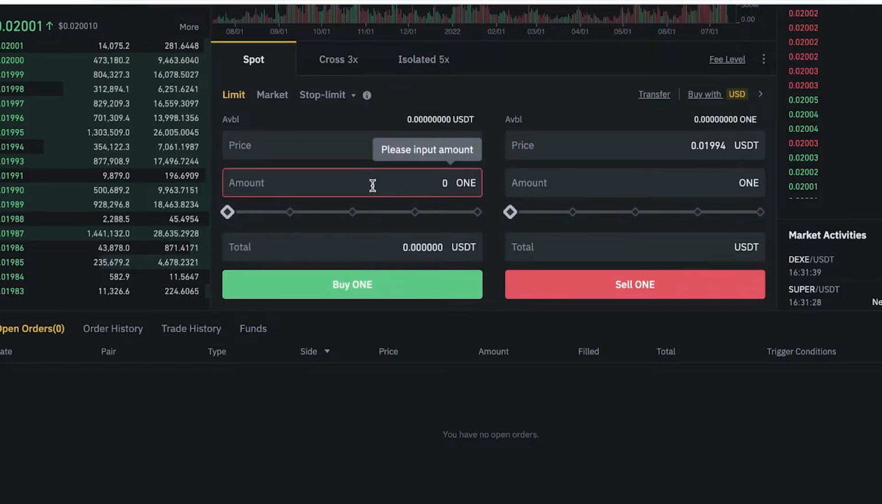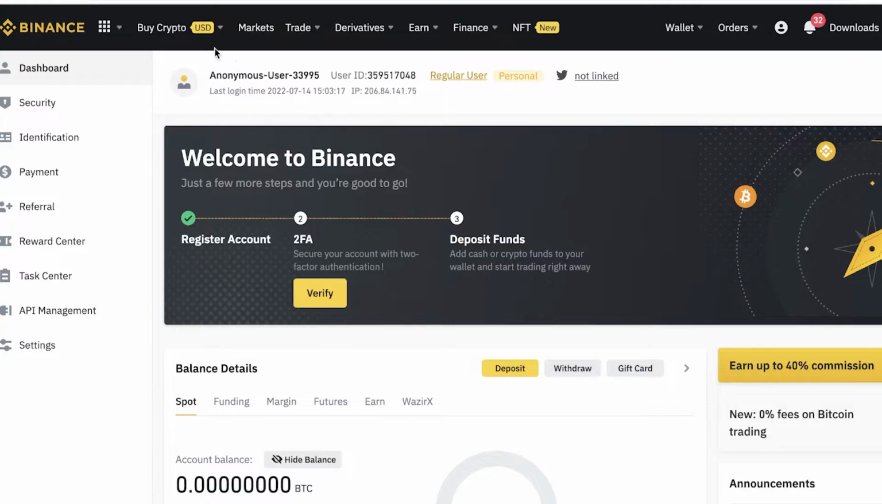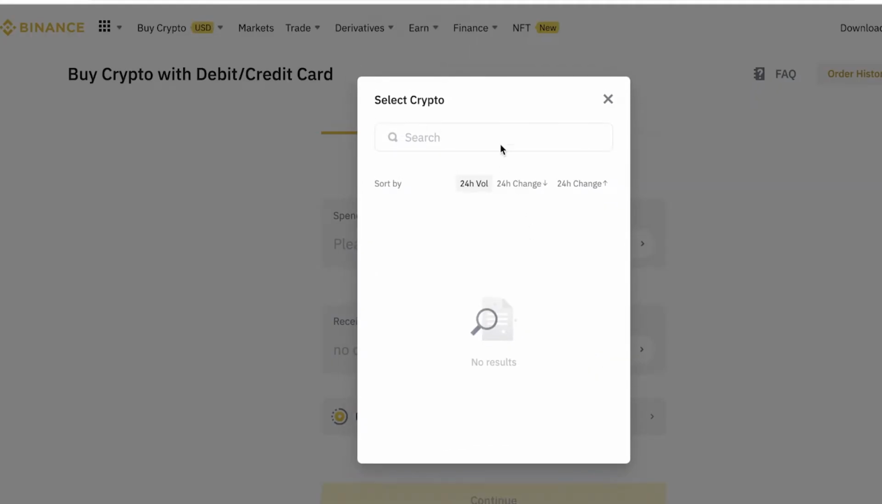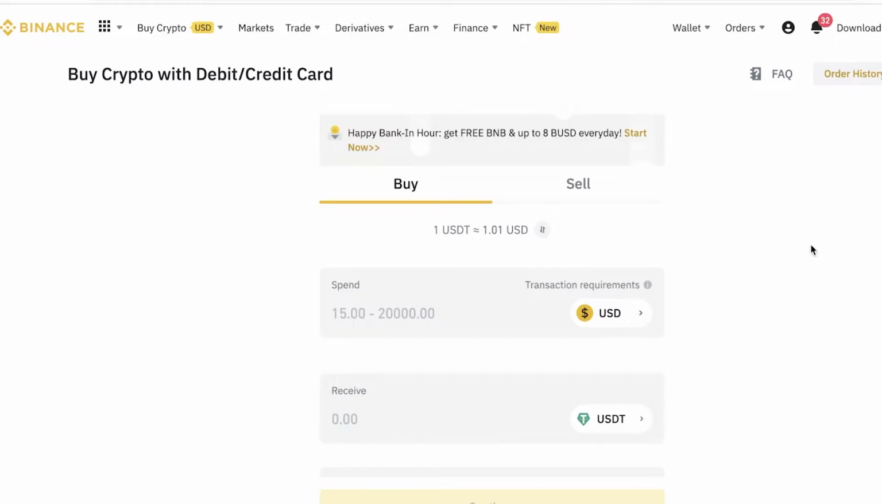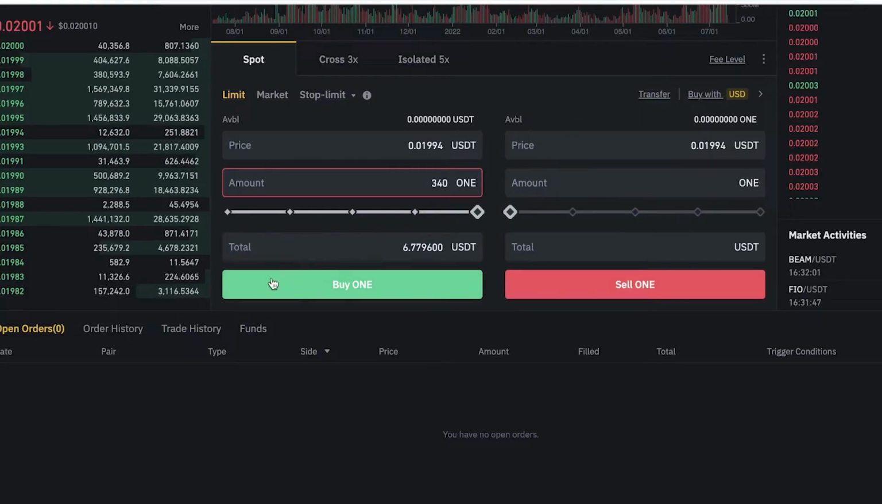Now, you can purchase Harmony, or the ONE token, on Binance by clicking buy ONE. You can enter the amount that you want, and then you can click on buy ONE over here. You just have to have the USDT, and if you go onto your Binance account over here, you can click on buy crypto, click on credit/debit card, and change this from BTC to USDT and get that USDT exchange for ONE token.